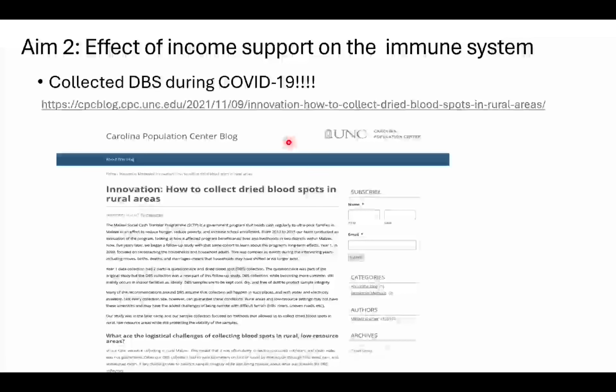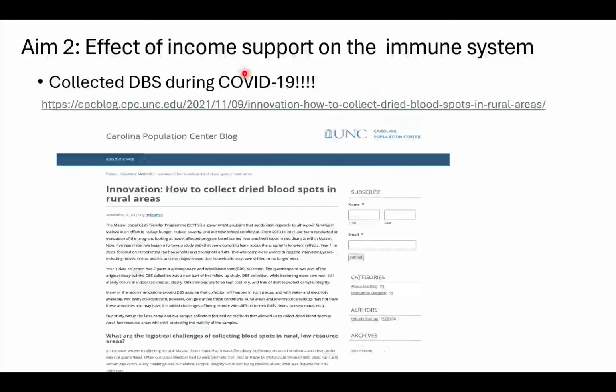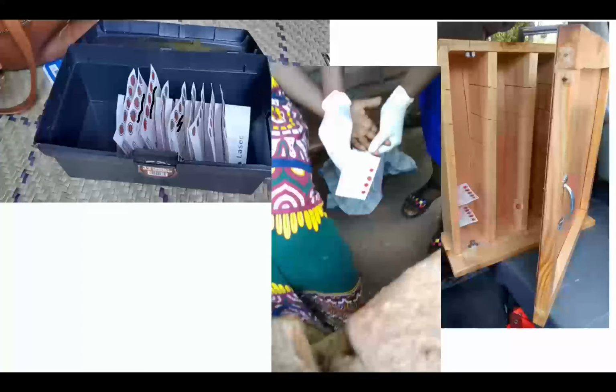Okay, so in the last few minutes, let me talk about Aim 2. So Aim 2 is the effect of income support on the immune system. We collected all these dried blood spots during COVID. Susanna here managed that whole process and wrote a blog actually for CPC. So there's the blog post. Here's some photos. We had to do all kinds of stuff to do this in the field. It was really something, but we had to build these little boxes, it's very dusty out there, right? So we had to build these boxes to immediately protect the cards from the dust.